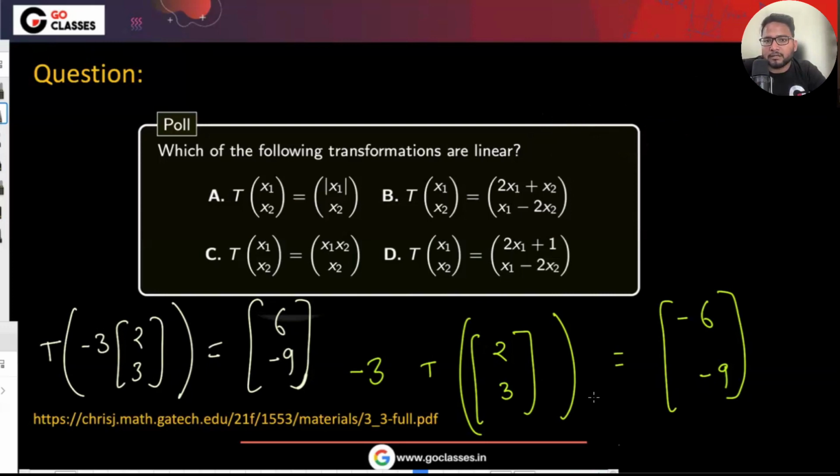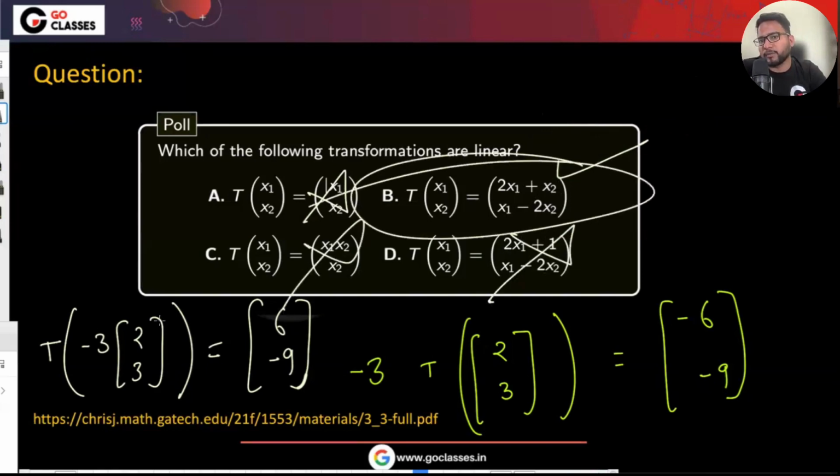So here, this is not a linear function. This is a linear function. This is a linear function, but it is a constant. So no, it is not a linear function. So only B is the answer here.